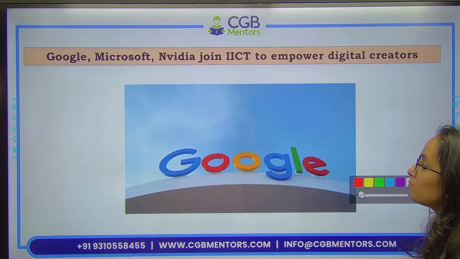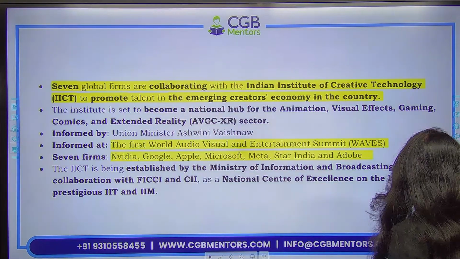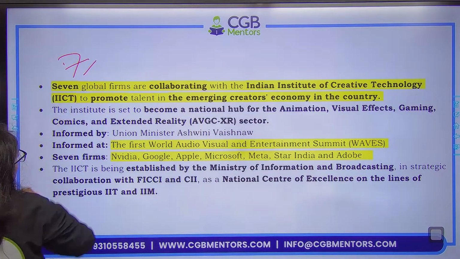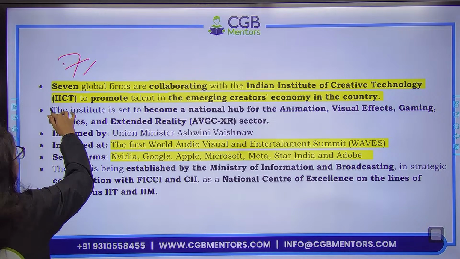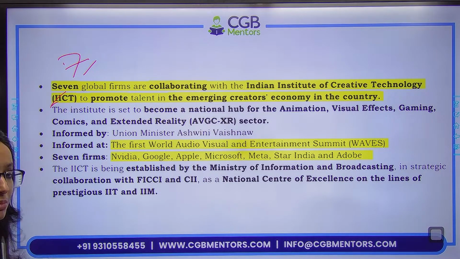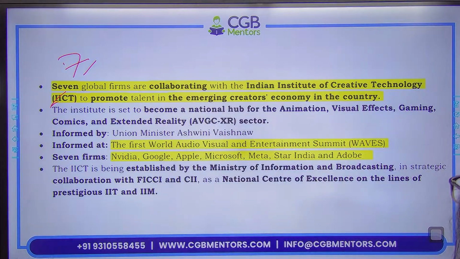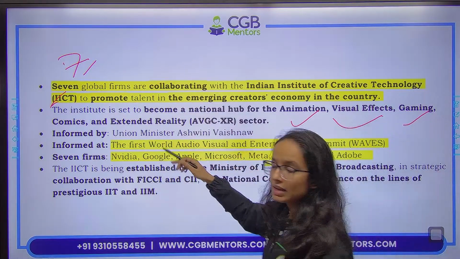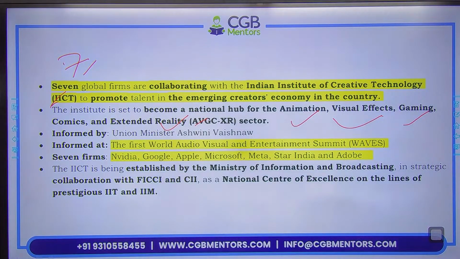Next news says Google, Microsoft, Nvidia join IICT to empower digital creators. तो यहाँ पर आपको ध्यान रखना है 7 global firms. How many? 7. 7 global firms are collaborating with the Indian Institute of Creative Technology, IICT. Why? To promote talent in the emerging creators economy. जो हमारा creators economy निकल के आ रहा है, which is your AVGC XR sector, animation, visual effects, gaming, कॉमिक्स, extended reality. AVGC XR सेक्टर जो है हमारा, इसमें they want to contribute in this emerging creators economy, right?